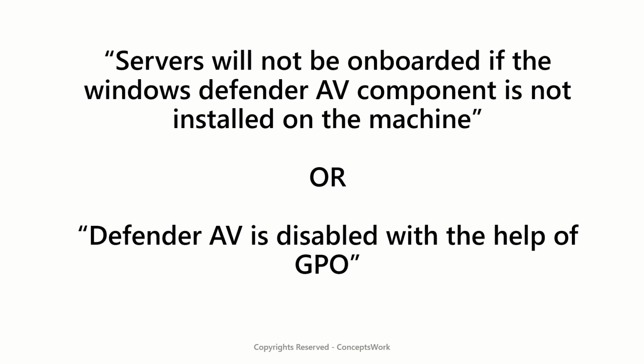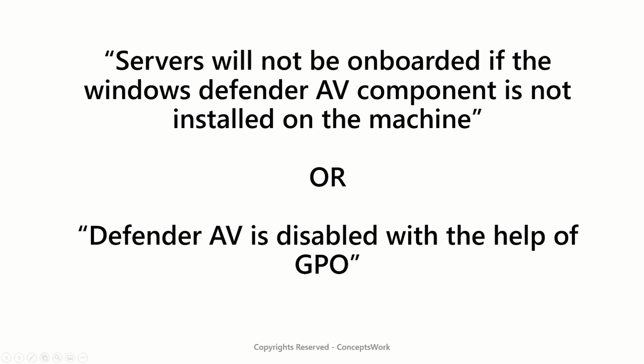So long story cut short, in order for a Windows Server 2019 to get onboarded to MDE, so that you can get the right set of telemetry and the right set of information on the MDE console itself, make sure the Windows Defender AV component is installed and the WinDefend service is running on that particular machine.